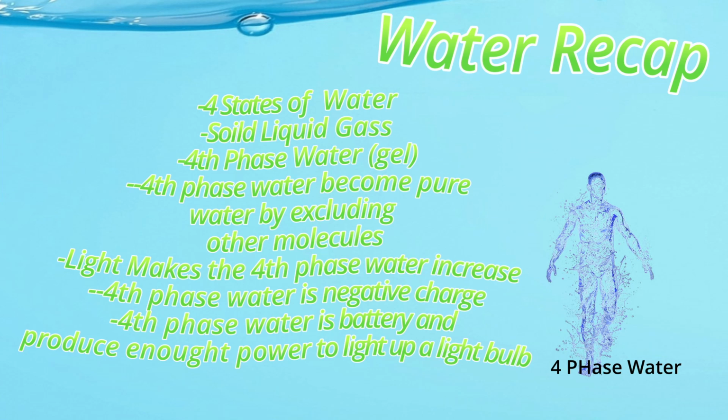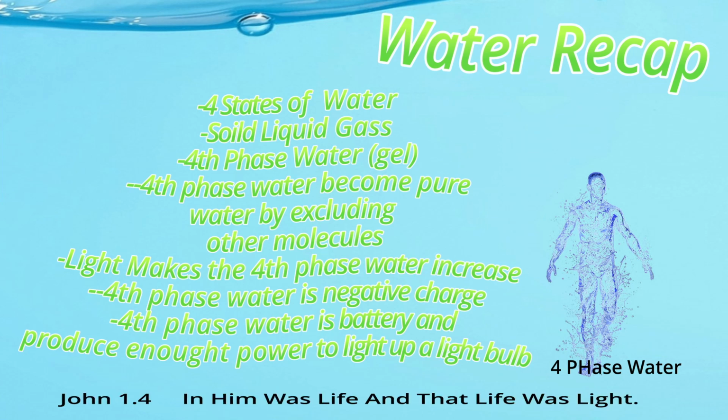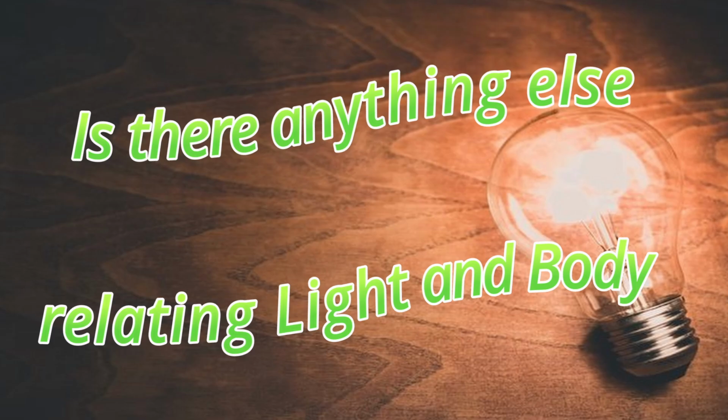Recap, there's four states of water. The fourth state is the fourth phase water. The fourth phase water is a pure water, and it does this by pushing out every other molecule by making a tight, army-like formation in its structure. Normal water is neutral, but the fourth phase water is negatively charged, which sits next to a positive area and makes a battery. From the experiments, they noticed it was light that was the power source by increasing the EZ zone. And I quote, "In him was life, and that life was light." It seems light is key for the body.